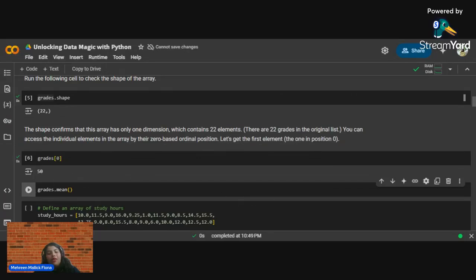We can also find the mean with the help of the built-in function. Simply write grades and call mean. We do not need to pass anything.